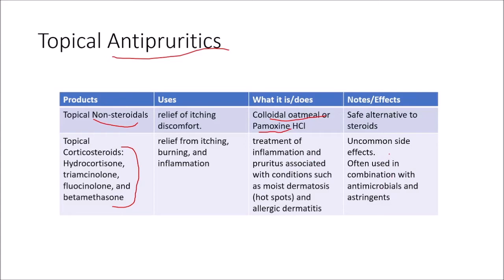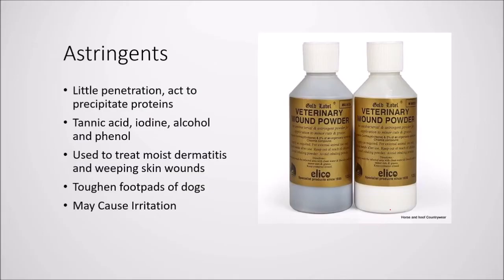Astringents have little penetration. They don't really get into the skin. They act to precipitate proteins. They contain tannic acid or iodine or alcohol and phenol. They're used to treat moist dermatitis and weeping skin wounds. They can toughen the foot pads of dogs, but they may cause irritation. Here's an example of Gold Label veterinary wound powder, an antibacterial and astringent powder for application to minor cuts and grazes. This one has chlorine in it, and this is typically used for horses.